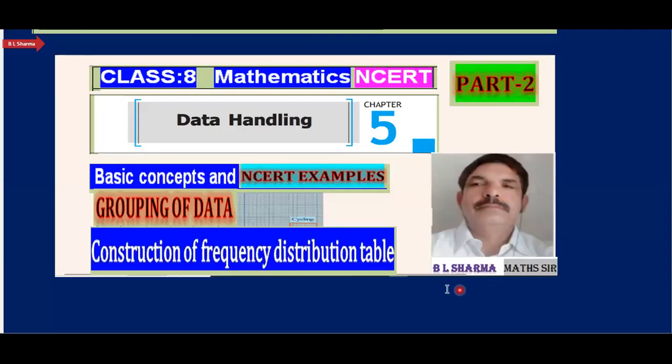Hello students, I am BL Sharma, Maths. We'll discuss in this class basic concepts and NCERT examples on grouping data and construction of frequency distribution table of Chapter 5, that is Data Handling of Class 8 Mathematics NCERT, and this is part 2.